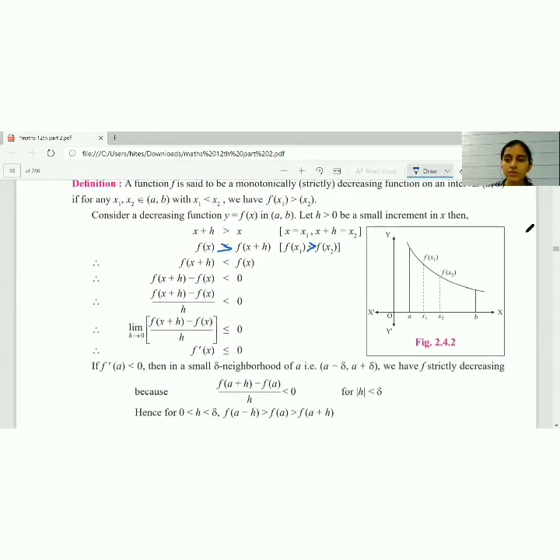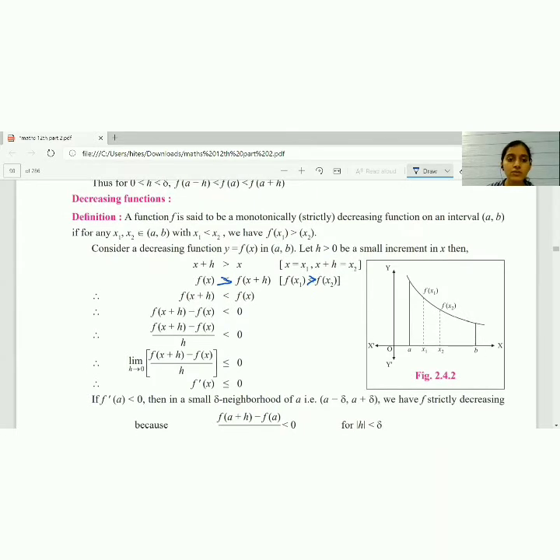For the decreasing function, there is a small printing mistake in the textbook. I'm just showing it to you. A function f is said to be a monotonically or strictly decreasing function on an interval a comma b if for any x1, x2 lying between a and b, x1 is less than x2 and f of x1 is greater than f of x2. Can you observe that? Yes, x1 is less than x2, going on the positive x-axis this way. So x1 is less than x2. But can you observe f of x1?